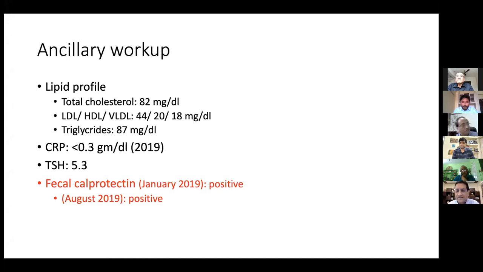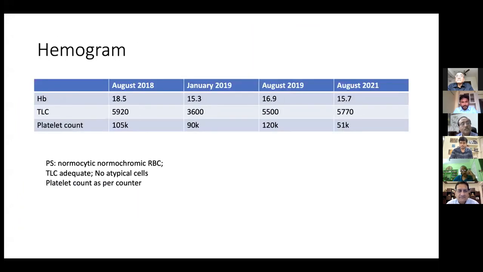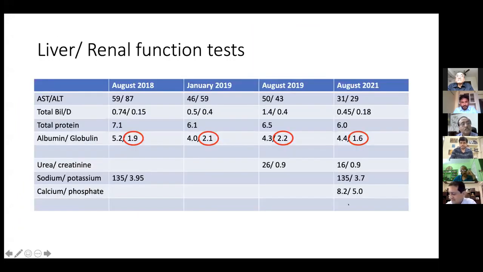Do we have beta carotene levels? We don't have beta carotene levels. Okay, and calcium and prothrombin time? Yes, sir. Those were all normal. Calcium was 8.2, which was on the slightly lower side, but.